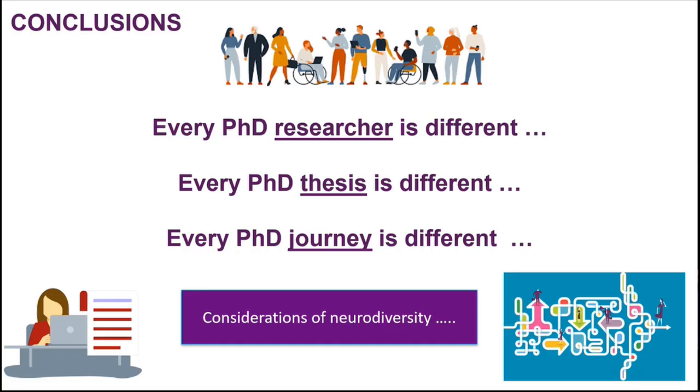Adding neurodiversity into this variability brings another layer of complexity that we need to consider, but we also really need to ensure that everything that we're doing is neuro-inclusive, and that means that we are supporting all neurotypes in the way that we are allowing postgraduate researchers to thrive during their PhD.